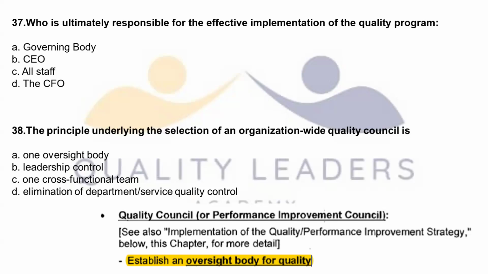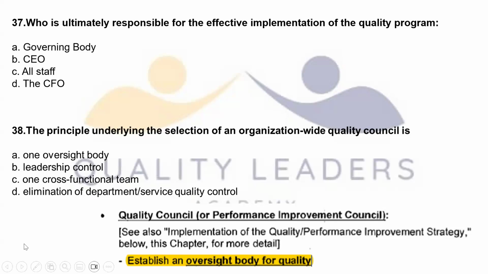All staff members contribute to the quality program's success, but they do not have the ultimate accountability because their role is to follow the guidelines and standards set by leadership, while the CFO, the Chief Financial Officer, focuses primarily on financial matters, including budgeting for quality initiatives, but they are not responsible for overseeing the entire quality program. Clear?